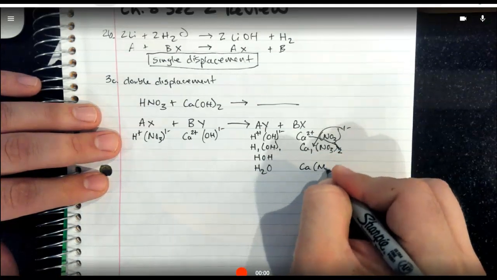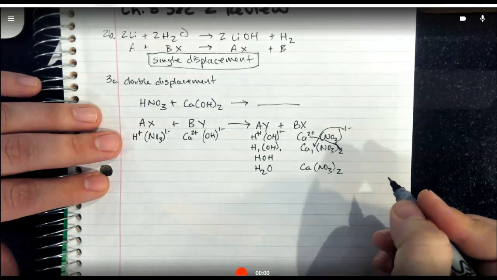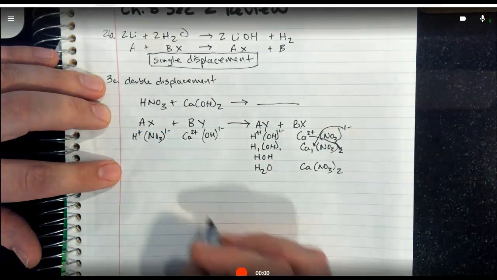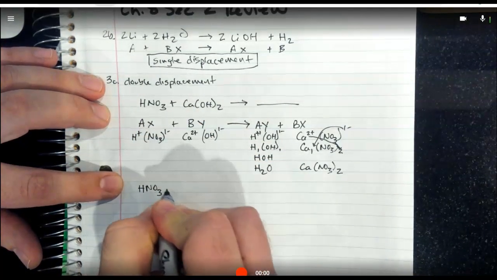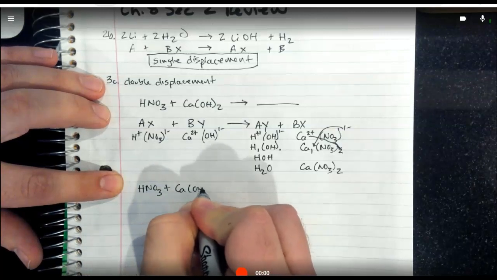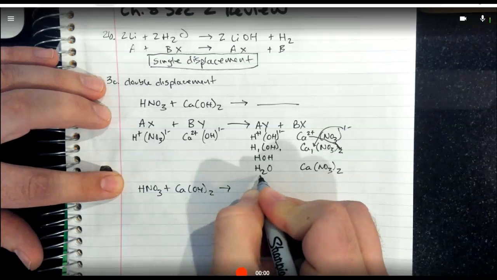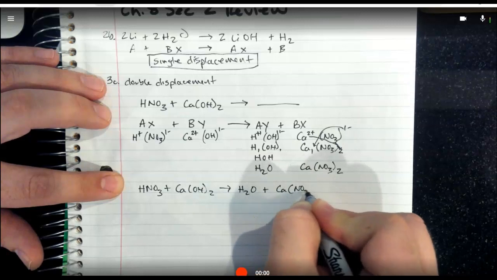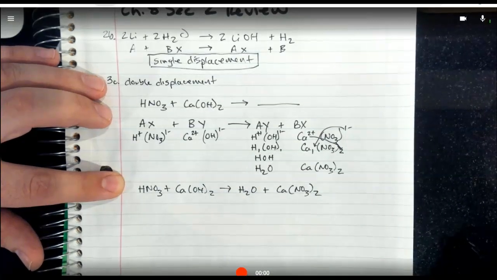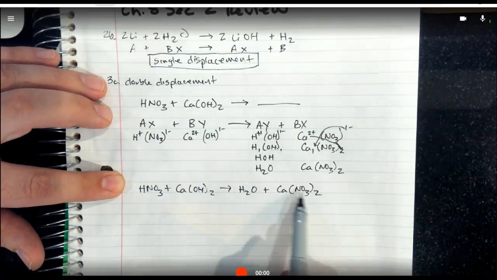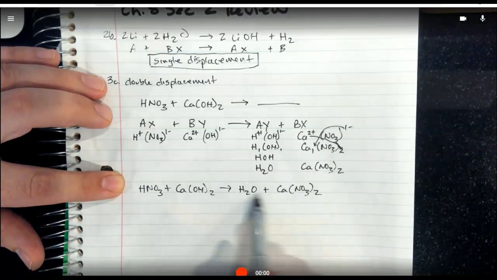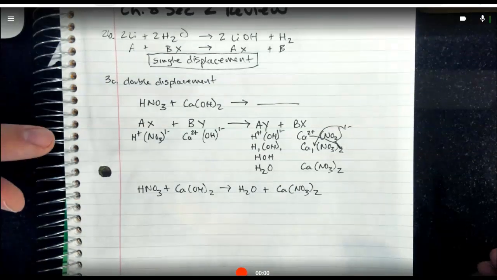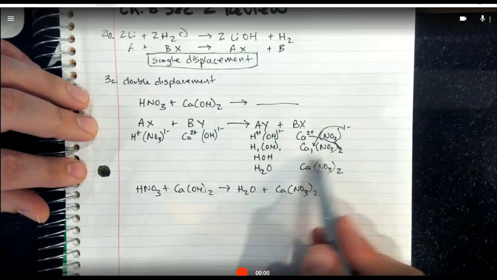Ca(NO3)2. So now when we write out our balanced chemical equation, we still have our reactants here: HNO3, nitric acid, plus calcium hydroxide will react to produce H2O, water, plus calcium nitrate. So now that we have our equation, our products written correctly, we need to go back and now balance the equation. So step 1, predict the products. That's what we did right here.